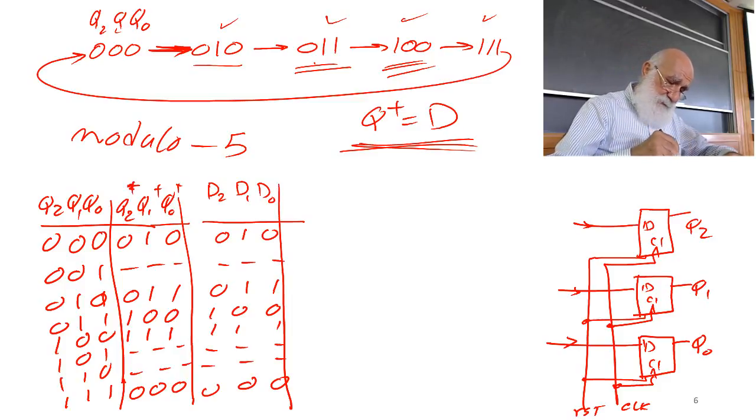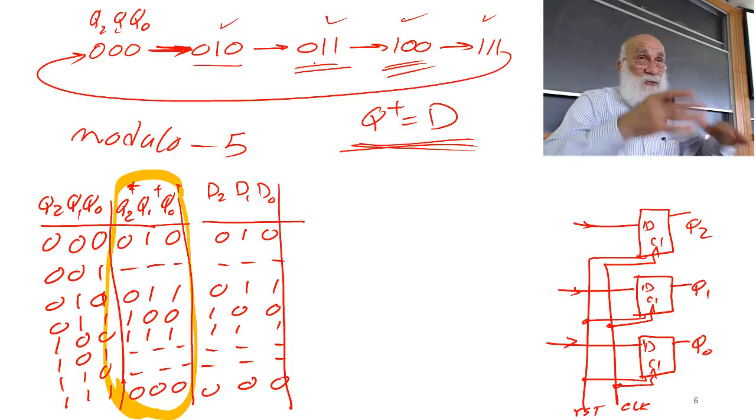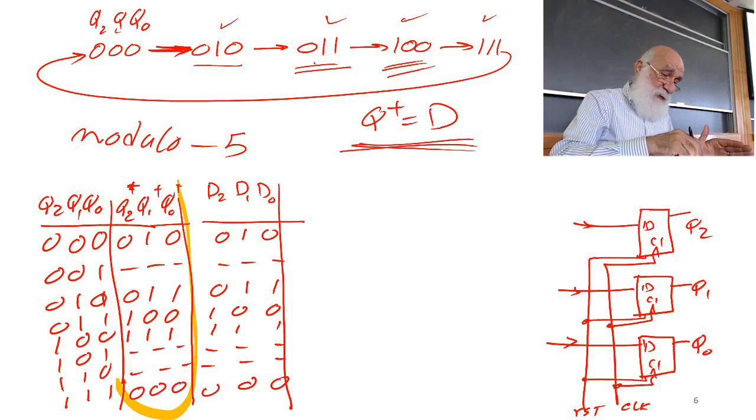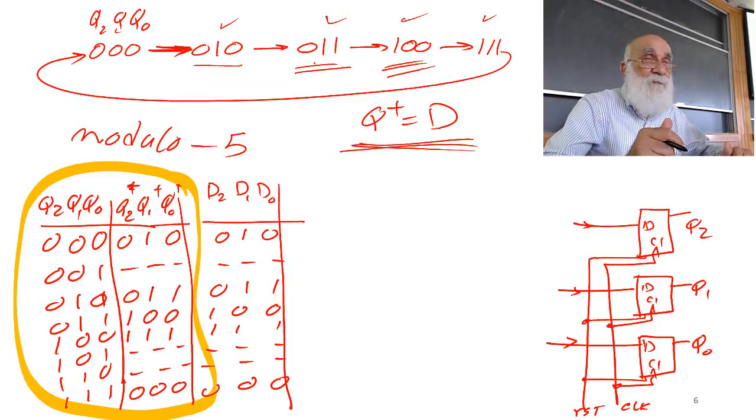This table here is the transition table. It's showing the transition. Based on the transition, I have decided that I want to use D flip-flops, and based on the transitions, I have decided what is going to be on my D inputs.